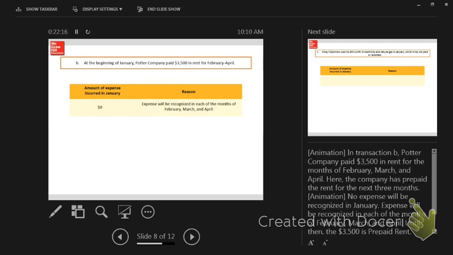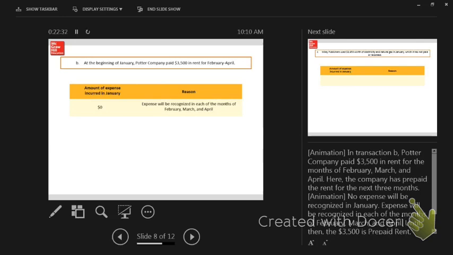So we won't record that unless it was like February? Well, we'll record it. We're going to do a journal entry in January. The journal entry is going to be to debit prepaid rent, and credit cash. And it's going to be an asset. It'll be an asset because technically we could get our money back.